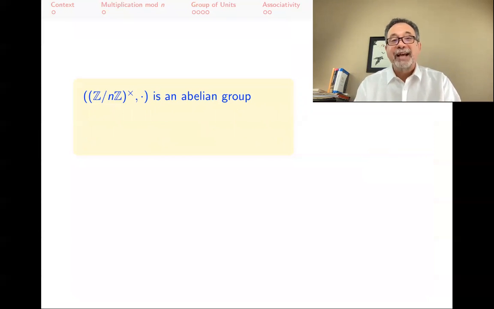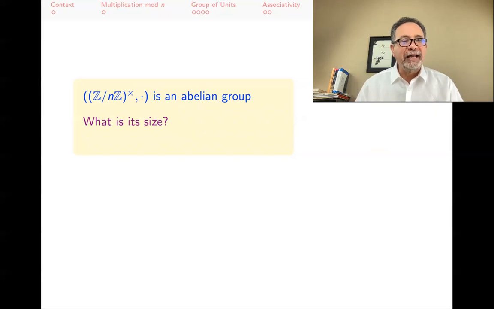Now we know that this is a group because it's closed. We proved that. It's associative. We proved that. We already know it has a 1, and we picked the elements, units, the ones that were invertible. So this is a group. It's abelian. That means the multiplication is commutative, and so it's an abelian group.